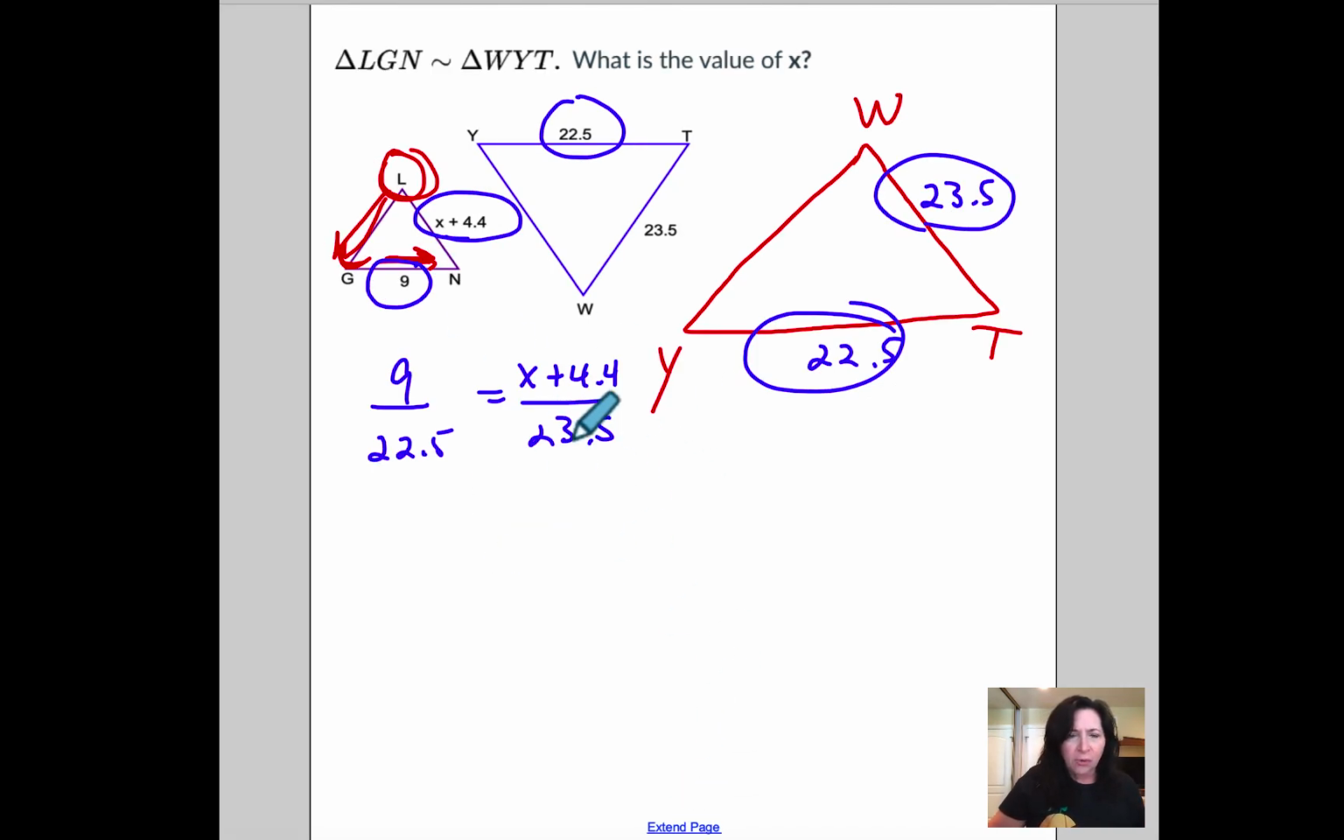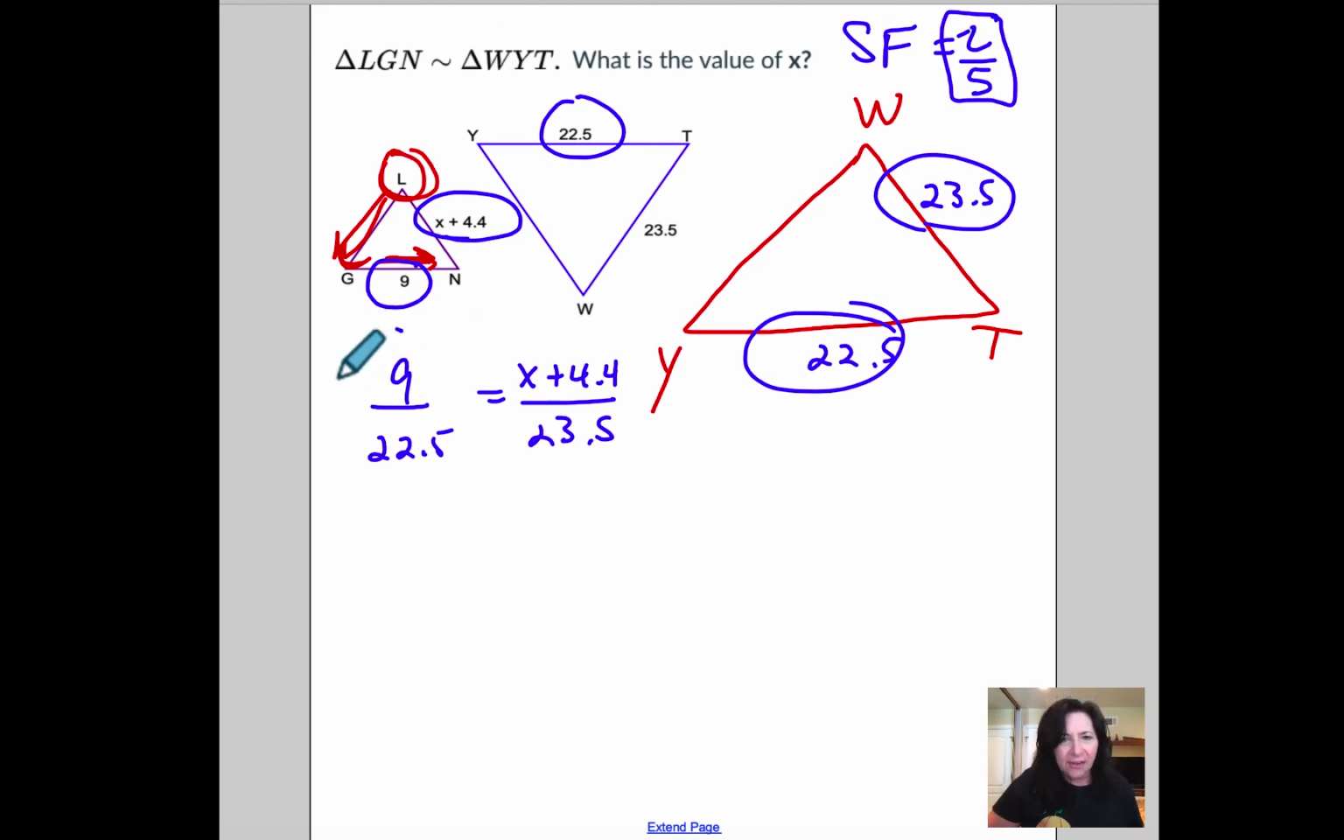And so I'm going to cross multiply, but one question I'm definitely going to ask you on your test is, what's the scale factor? You need to be able to divide 9 divided by 22.5, which is 0.4, which is 4/10, right? And 4/10 is actually 2/5. So my scale factor is 2/5.